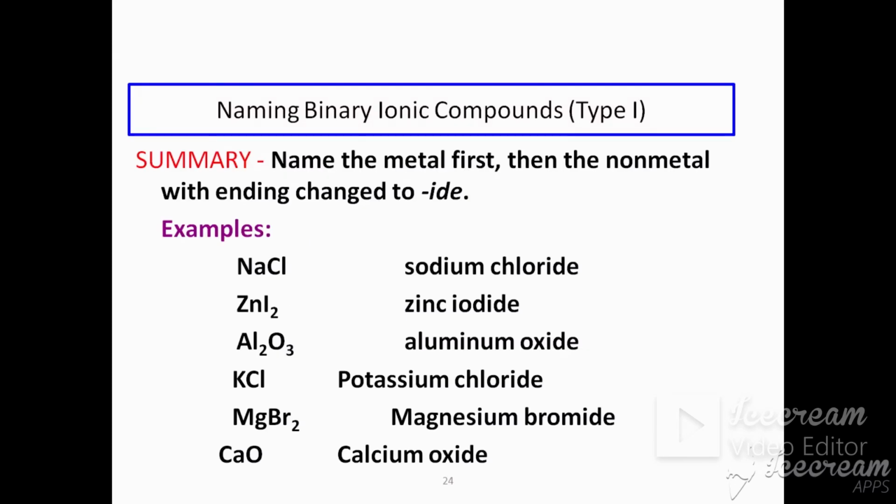Naming binary ionic compounds type 1. Summary: name the metal first, then the non-metal with the ending changed to IDE. Examples: NaCl, sodium chloride; ZnI2, zinc iodide; Al2O3, aluminium oxide; KCl, potassium chloride; MgBr2, magnesium bromide; and CaO, calcium oxide.